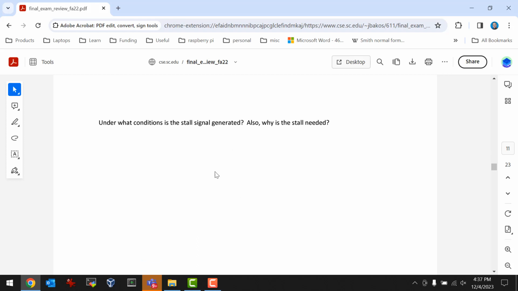Okay, under what conditions is the stall signal generated? Also, why is the stall needed? Stall is going to be used to have the CPU ignore the instruction that is fetched after a taken branch or a jump. Because by the time you know that you've got a jump instruction or a branch, you've already fetched the next instruction. Make sense? So you can't avoid fetching the instruction that's placed after the branch or jump, so you just stall it. You fetch it and you just don't do anything with it. You don't execute it, okay?